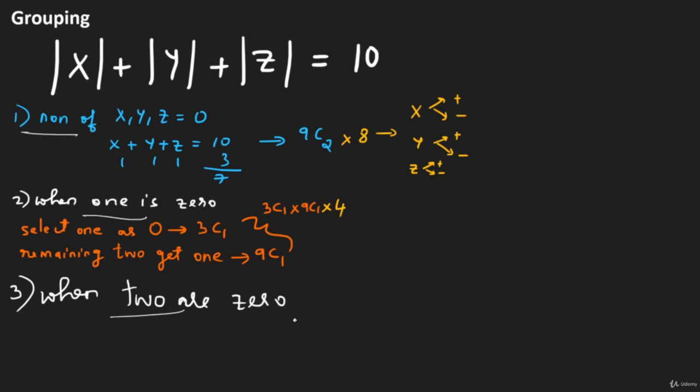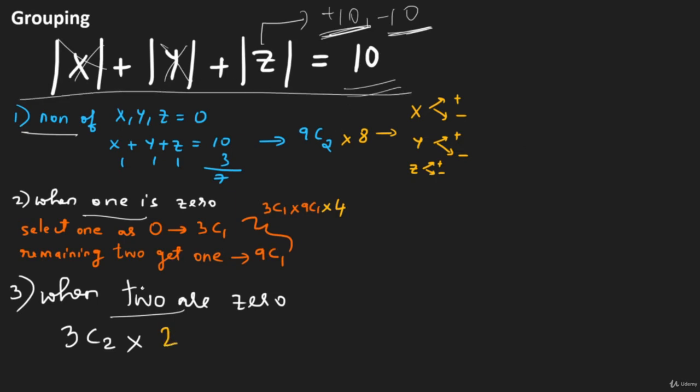In this case, when 2 are 0, I can select the 2 in 3C2 ways. Alright, and if say x and y are 0, this over here has to be either positive 10 or negative 10, right? Then only the mod of that value will give me 10 over here. Therefore, there are just 2 possibilities, that's positive 10 and negative 10. So 3C2 into 2 is the number of ways in which I can fulfill this equation such that 2 of them have 0 as their value, right?